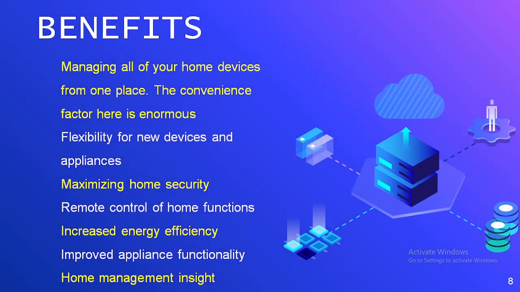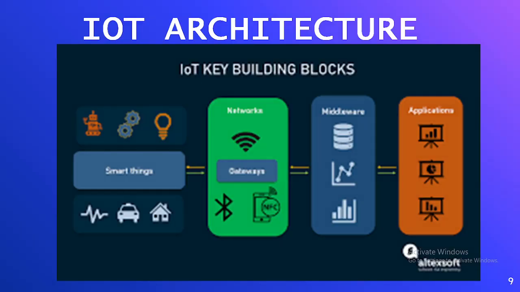And then benefits of a home automation system: managing all of your home devices from one place. The convenience factor here is enormous. Flexibility for new devices and appliances, maximizing home security, remote control of home functions, increased energy efficiency. And then the architecture of IoT. The architecture of IoT contains four main blocks: smart things, and then networks and gateways, middleware, and then applications.